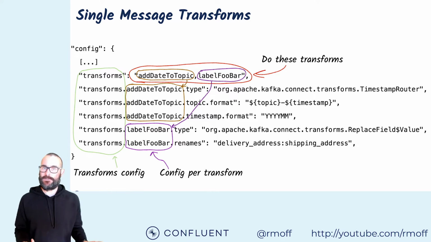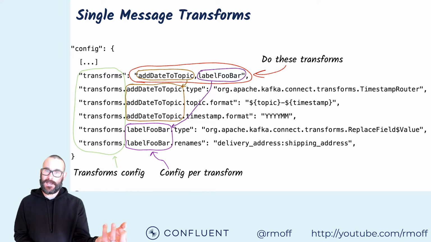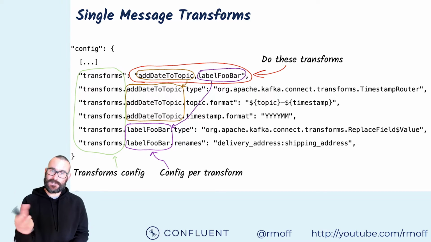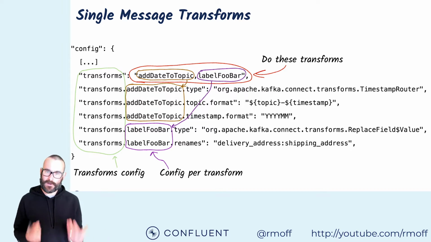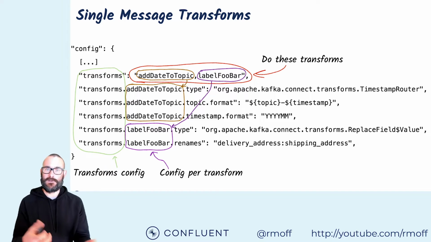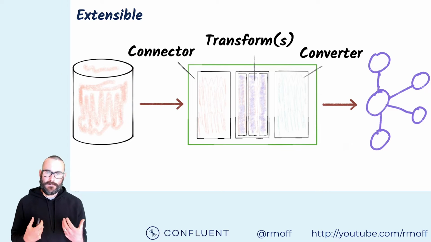So here we've got a timestamp router, which is saying take the topic name and append the timestamp with a year and month on it. And we've got one called foobar, which if we look at it carefully is actually saying rename delivery address to shipping address. So we've got these three different plugins that we use in building out our pipelines. It's all extensible. You can write your own if you want to.